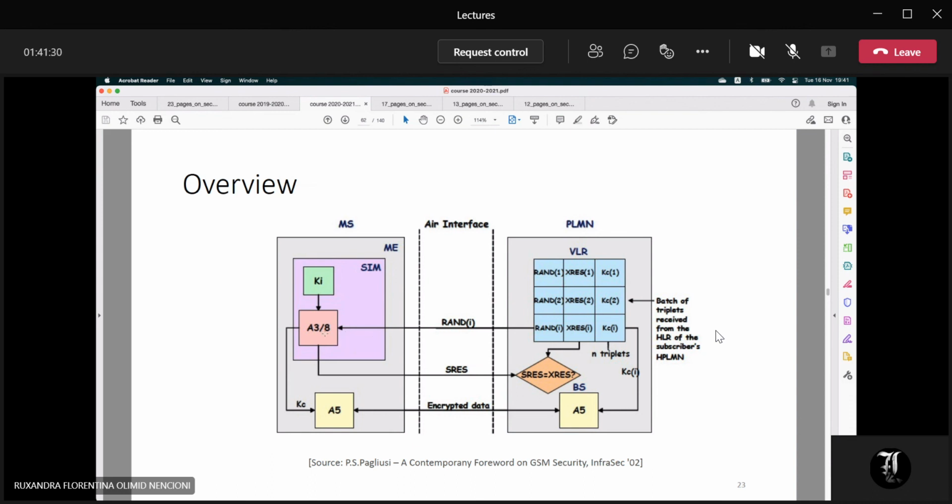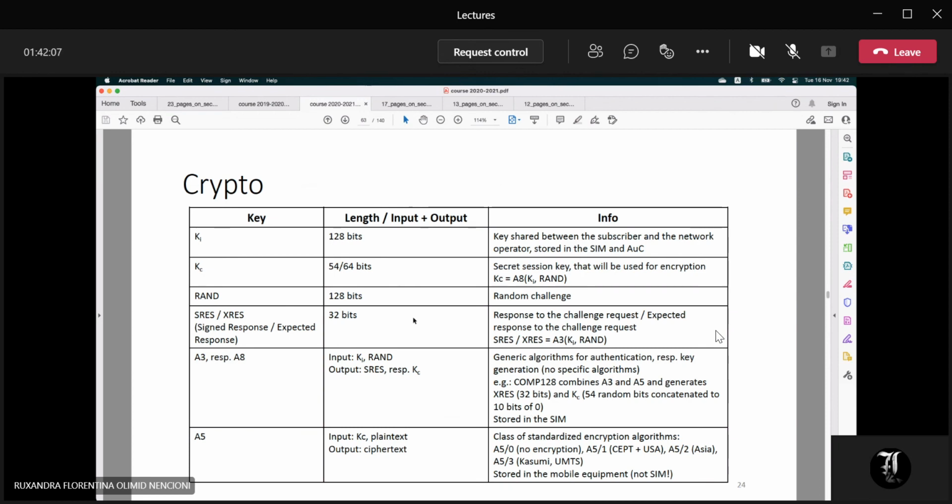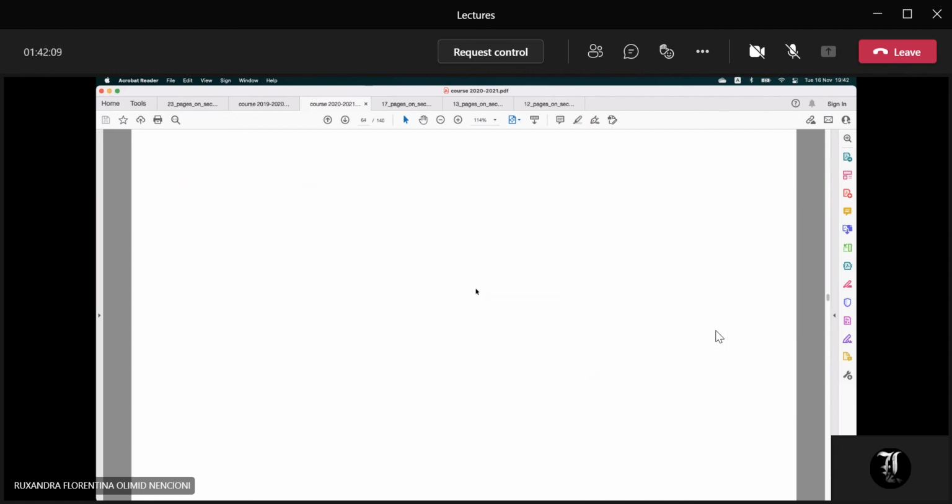What do I do? I compute the response to the random challenge, and I send it back to the network. And the network checks for this random number that I sent and this expected response. Is the expected response equal to what I got? If yes, you're allowed in the network. If not, not. If yes, then I can move forward and I use the key that was derived for encryption to start using encrypted communication between the device and the network. And that's all.